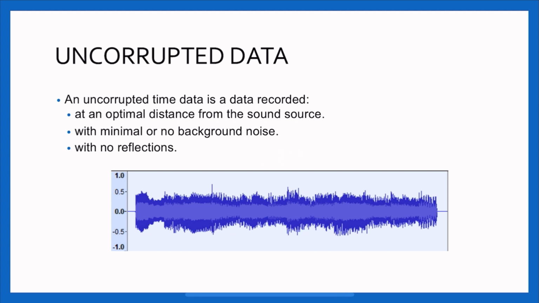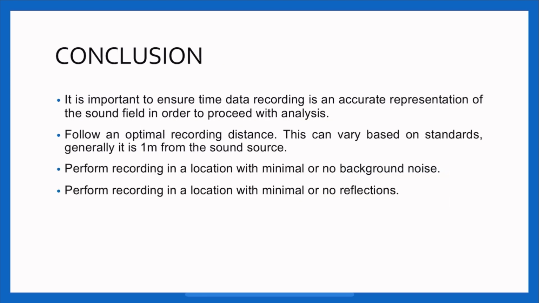So what is uncorrupted data? Uncorrupted data is the one that is recorded at an optimal distance, not too close so as to cause clipping or not too far away such that it's feeble. It is recorded in a condition, preferably in an environment with minimal or no background noise and no reflections. This is the same piano file that satisfies all these conditions, and you can listen now. So it's clear, right? To conclude, it is important to ensure that the recording is an actual representation of the sound field so you can proceed further with the analysis.